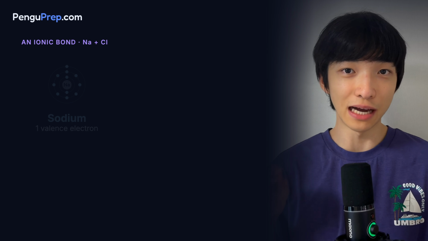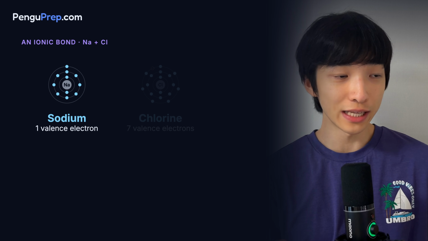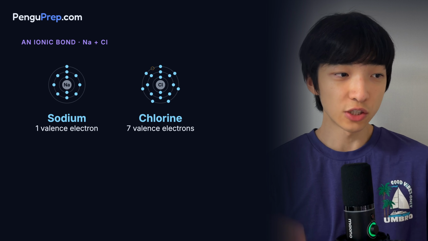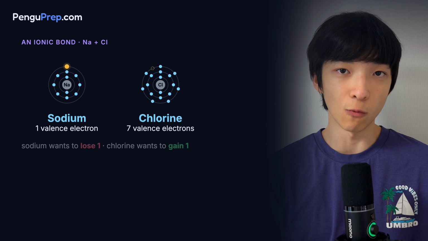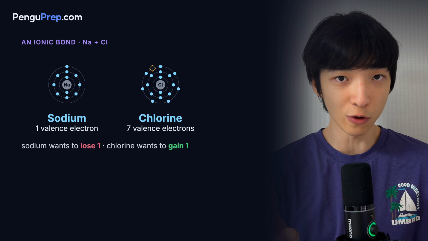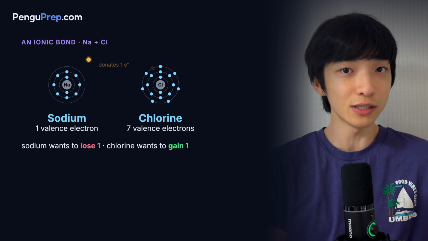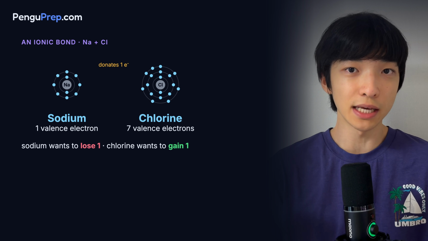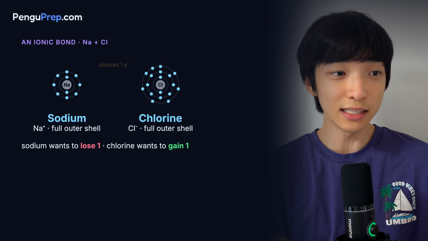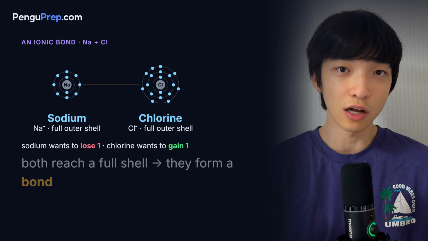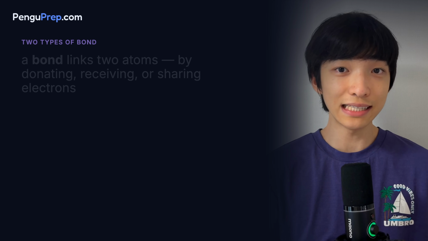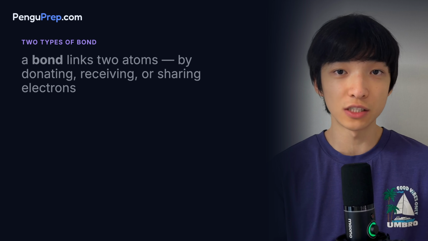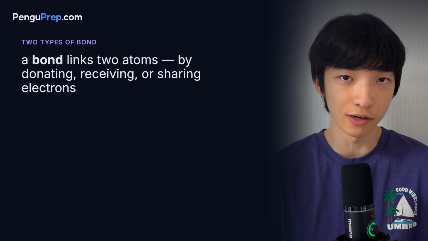For example, sodium has 1 valence electron, and chlorine has 7 valence electrons. Sodium is better off losing an electron, while chlorine is better off having 1 more electron. So sodium can donate its electron to chlorine, making both of them satisfied. And in the process, they form a linkage called a bond. A bond is a link that connects 2 atoms, and it's formed when 2 atoms donate, receive, or share electrons.